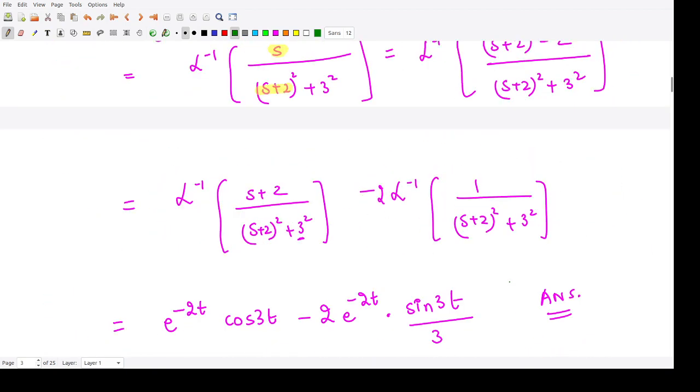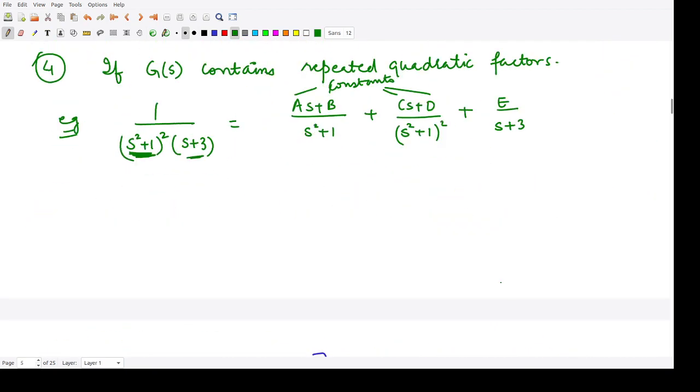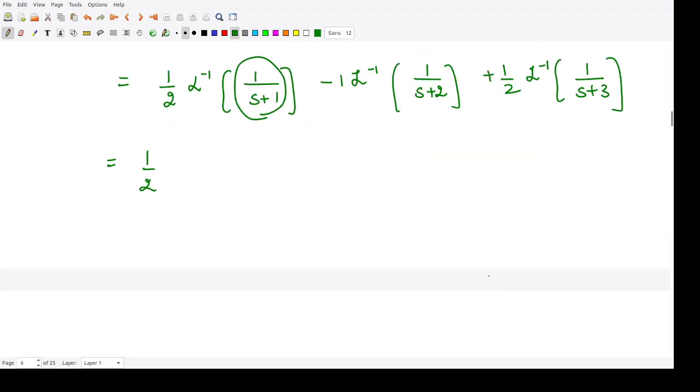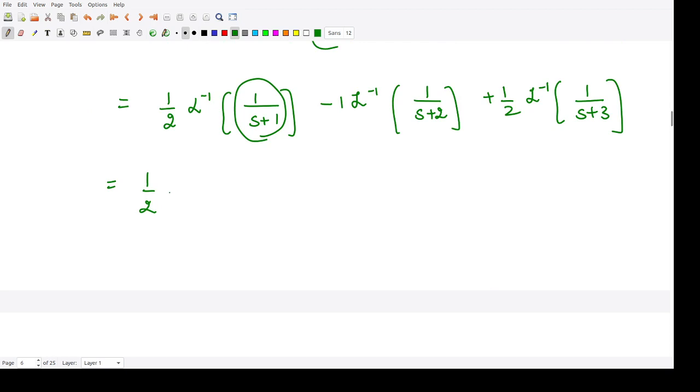So from here we obtain the Laplace inverse of 1 divided by s plus 1 as equal to e to the power minus t, and then minus 1 as such. Here the Laplace inverse of this term would be e to the power minus 2t, and here 1 by 2 as such, the Laplace inverse of 1 divided by s plus 3 is equal to e to the power minus 3t. So this is the final answer.